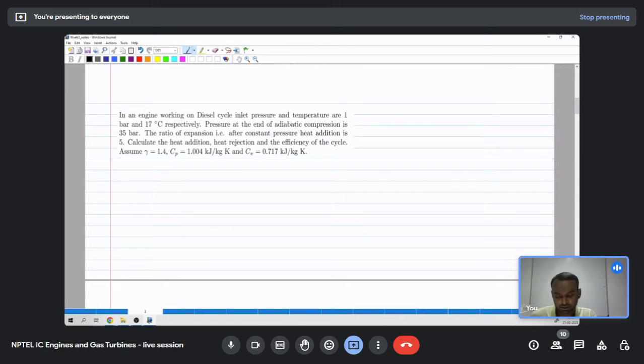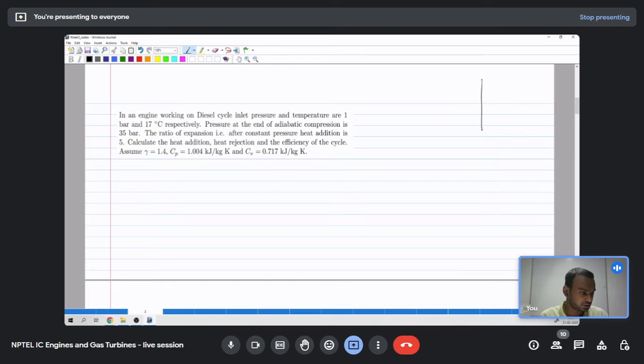We have a diesel engine with inlet pressure and temperature at 1 bar and 17 degrees Celsius. Pressure at the end of adiabatic compression is 35 bar. The ratio of expansion, that is after constant pressure heat addition, is 5. That is, ratio of expansion means the volume after the heat addition to the volume before the heat addition. And we have to calculate the heat addition, heat rejection and the efficiency of the cycle.